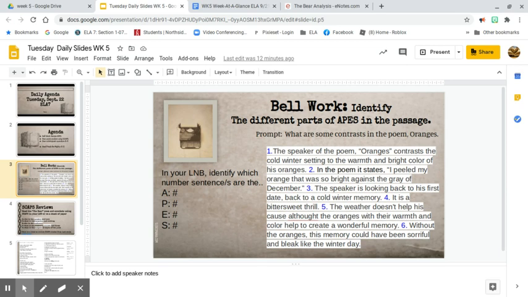So again, the prompt is, what are some contrasts in the poem Oranges? And here is the short answer response I have written for you.